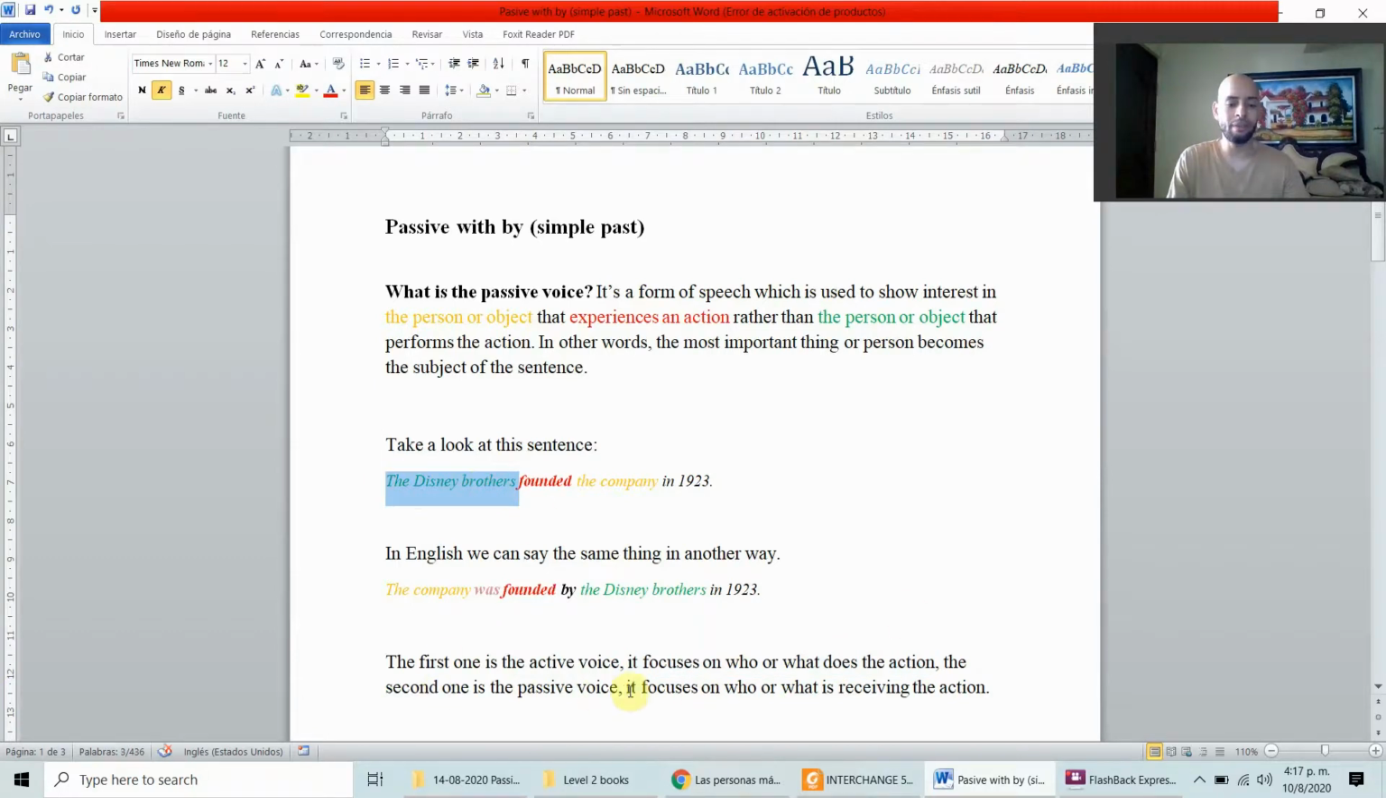The second one is the passive voice. And the passive voice focuses on who or what is receiving the action. Who is receiving the action of being founded? The company is the one receiving the action. The company was founded. Who founded the company? Well, the Disney brothers.